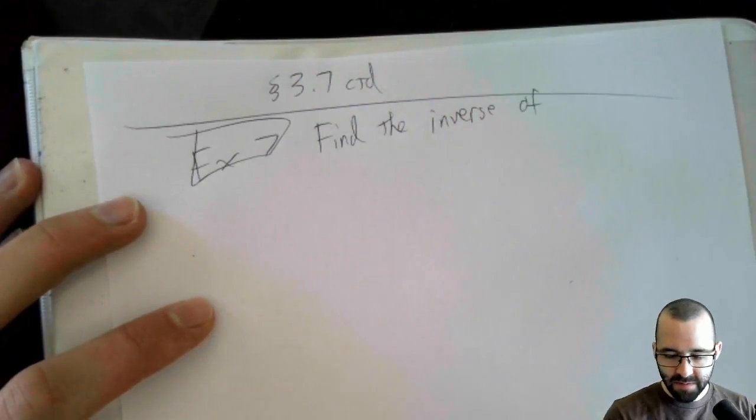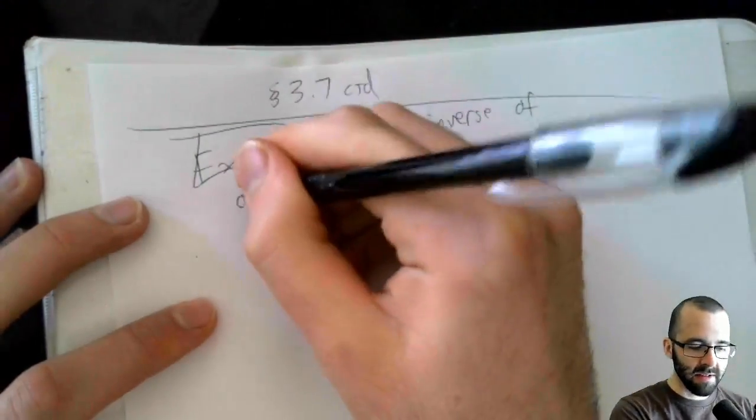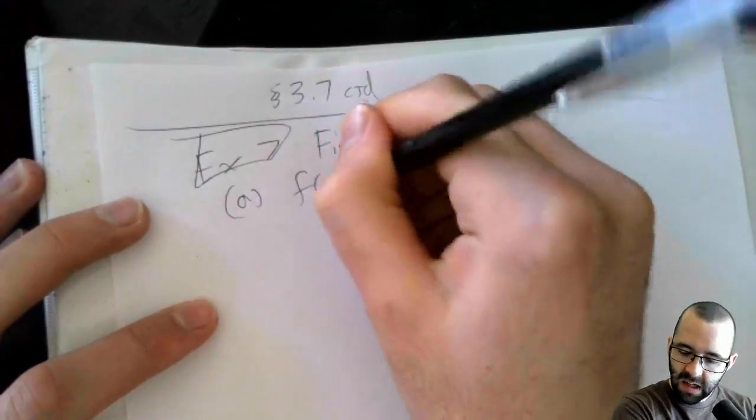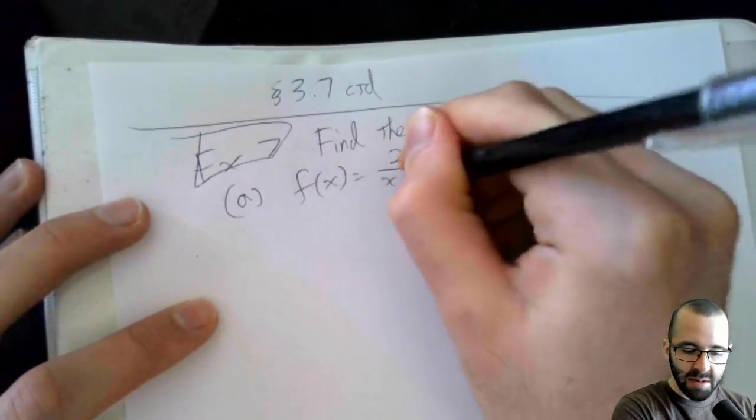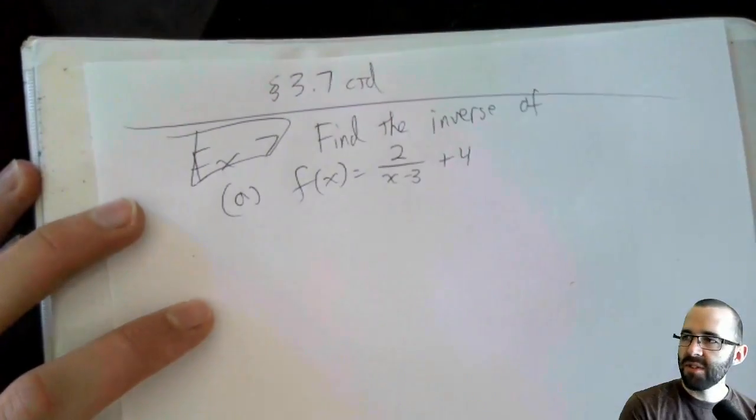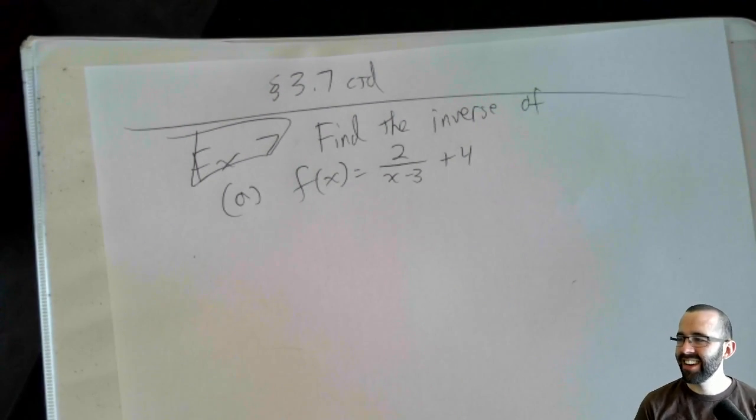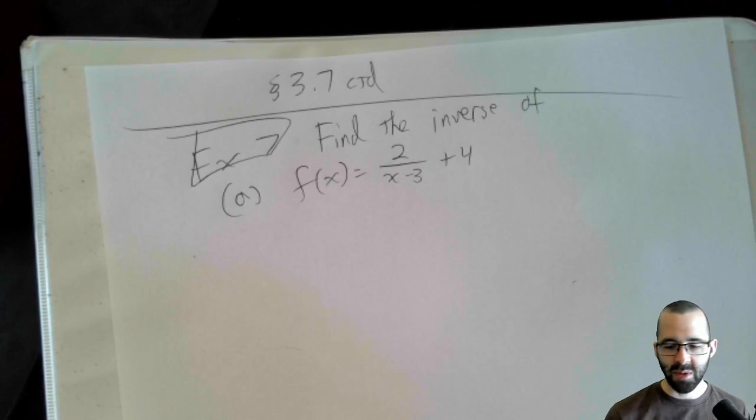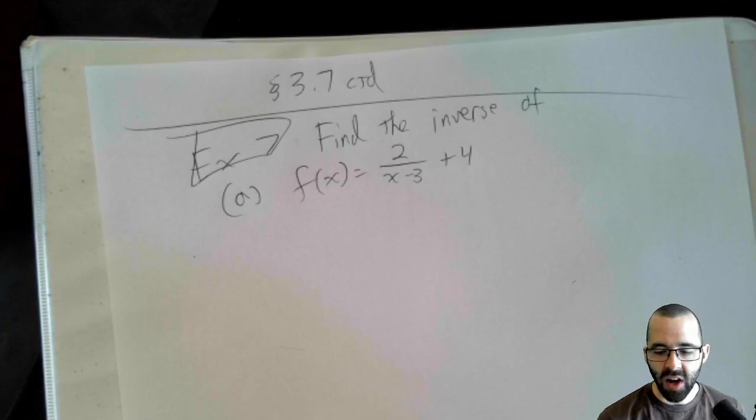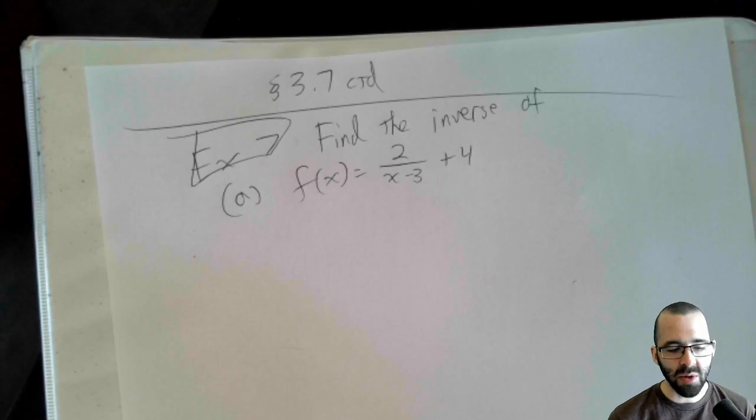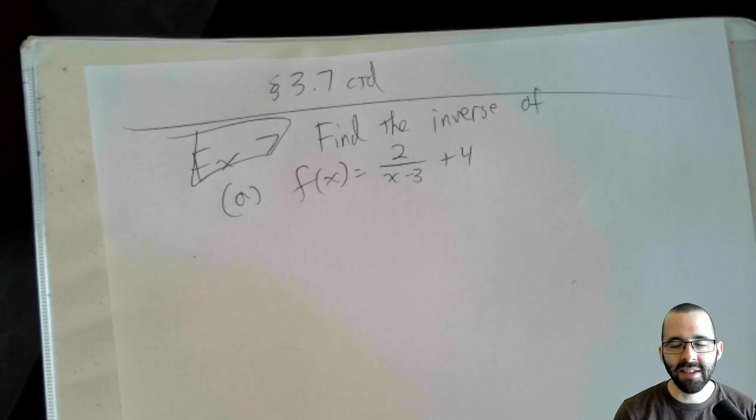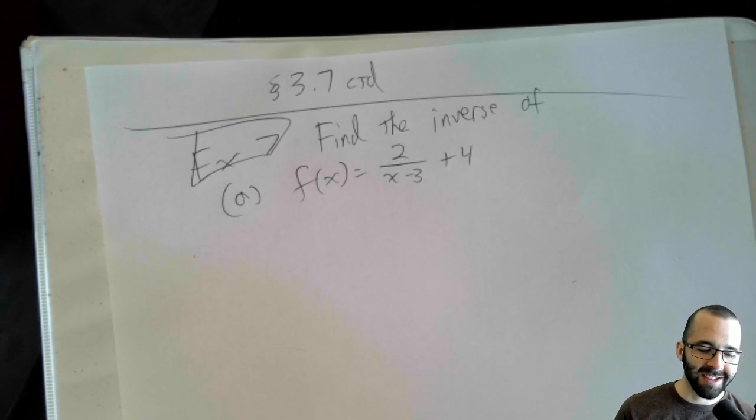of f of x equals 2 divided by x minus 3 plus 4. All right. So remember how to do this. We've already talked a little bit about how to do this, and we've done it for toolkit functions. Now let's do it for things a little bit more complicated than toolkit functions.